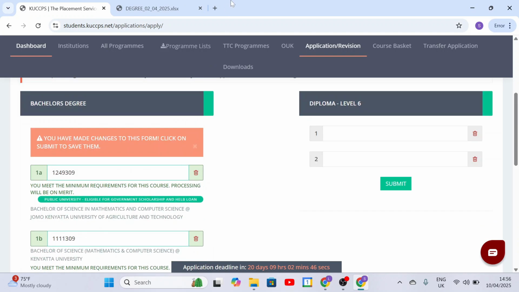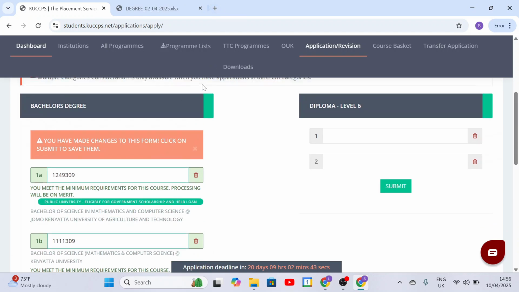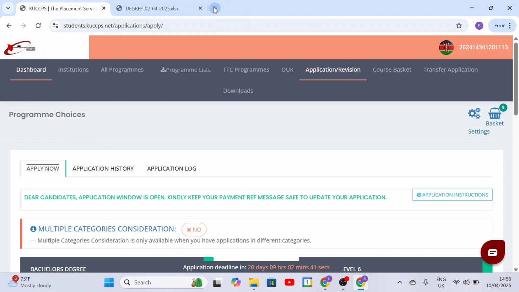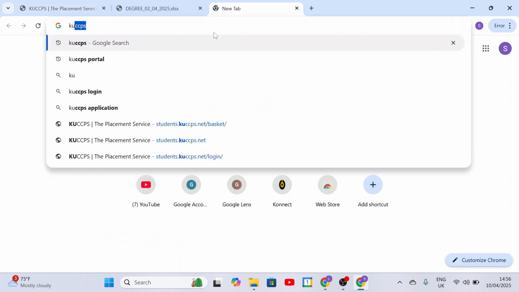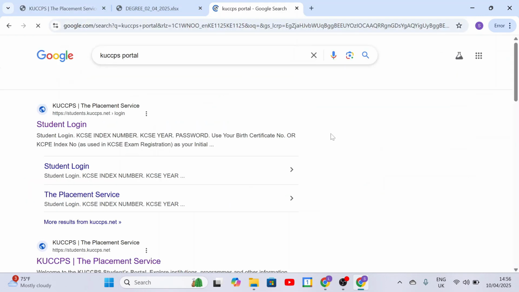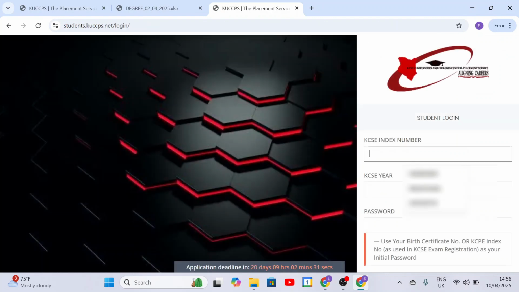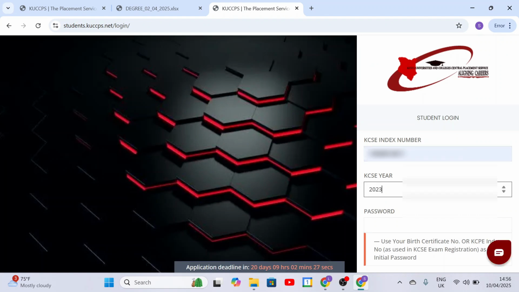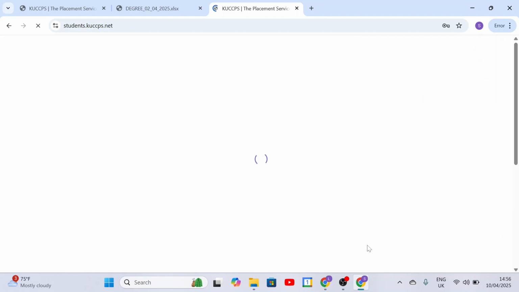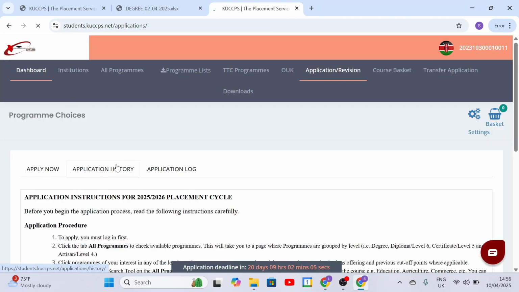So allow me now to show you our last example. Before we leave, let me show you our last example here. Allow me to open another portal for the KUCCPS. Before we conclude, I'm showing you an example of a candidate who finished in 2020 previously, and this candidate made some applications there. I wanted to check out the application history.